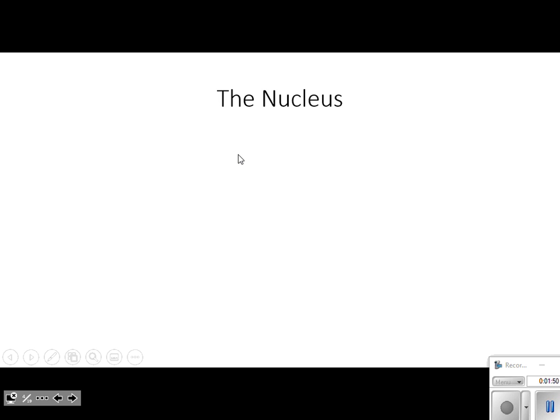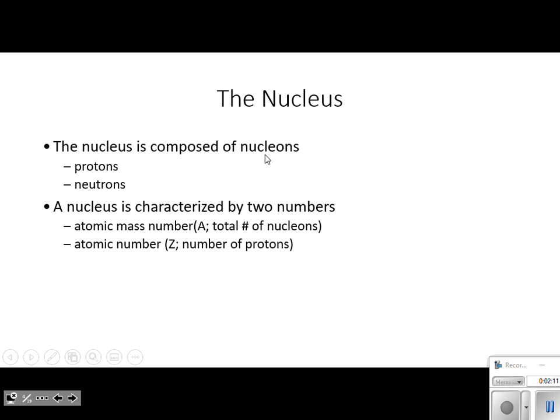We're just going to review some stuff that we know about the nucleus. Okay? The nucleus is composed of nucleons. So here's that new word, a nucleon. What is a nucleon? Simply, it's referring to protons and neutrons. When we talked about the nucleus previously, we said we had an atomic mass number. That atomic mass number is actually the number of nucleons because it's protons and neutrons together. So the atomic mass number is the number of nucleons.